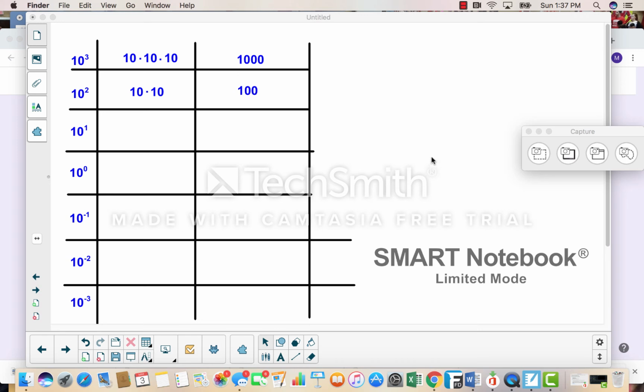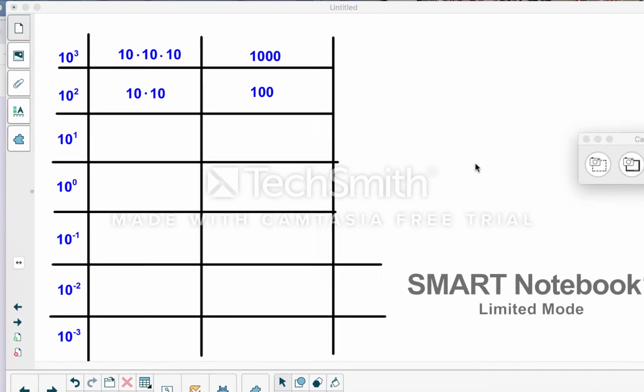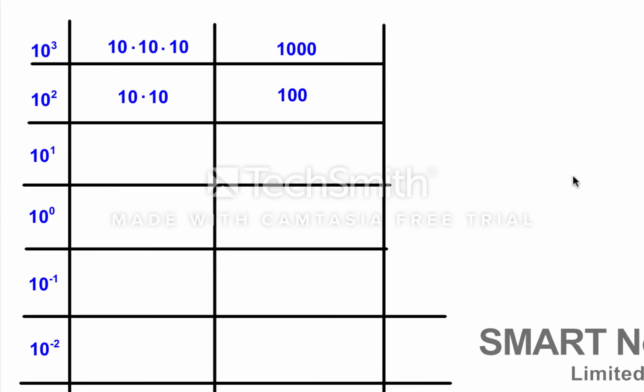I'm going to tell you a little bit about some exponential laws in this video. I'm starting off with this chart right here, and you can see that we've got 10 to the third, 10 to the second, 10 to the first, etc. And eventually we go down to the negative values.